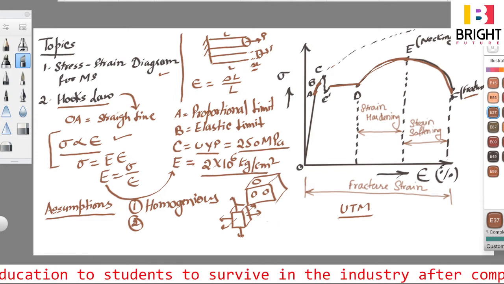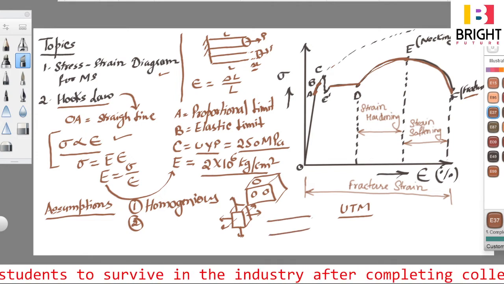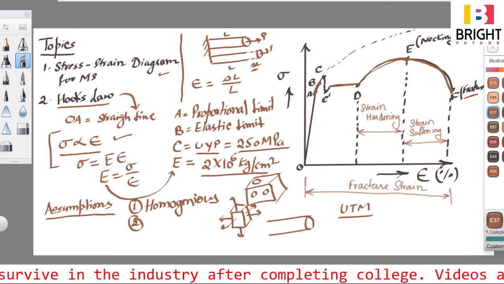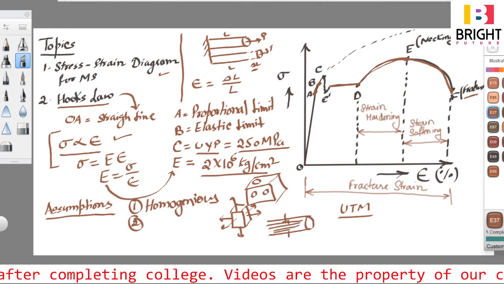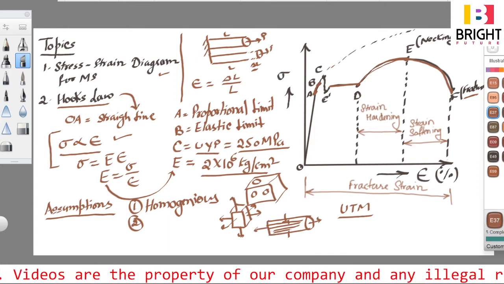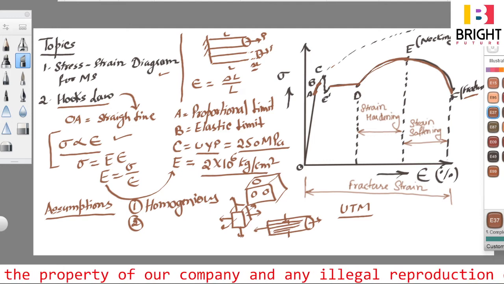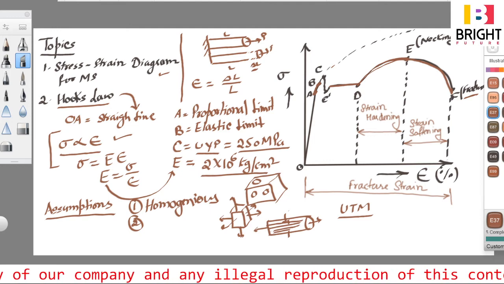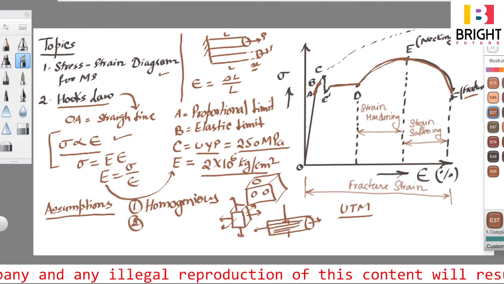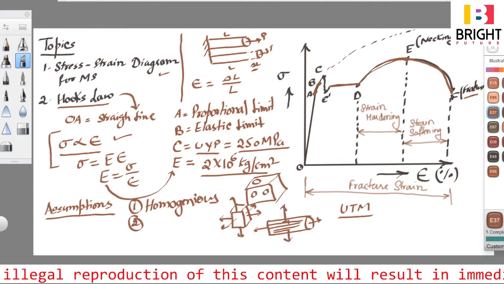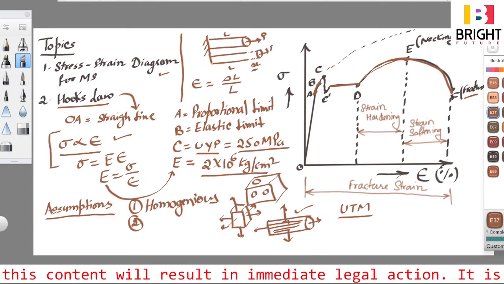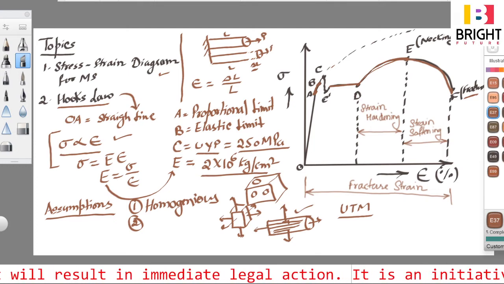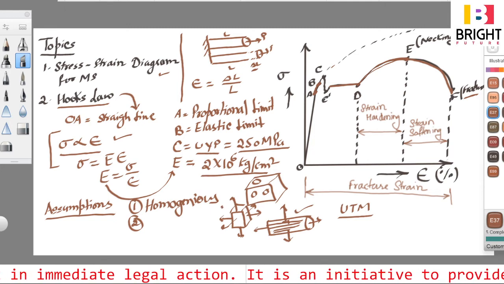For example, if there is wood, then wood is a non-isotropic material because the fibers of wood are like this, and all these are joined. Now if we pull it in this direction, then the wood will be more strong and will provide more resistance to deformation. However, if we provide force in this particular direction, then the wood will fail. So wood is a non-isotropic material. So Hooke's law is valid only for isotropic material and not for wood.